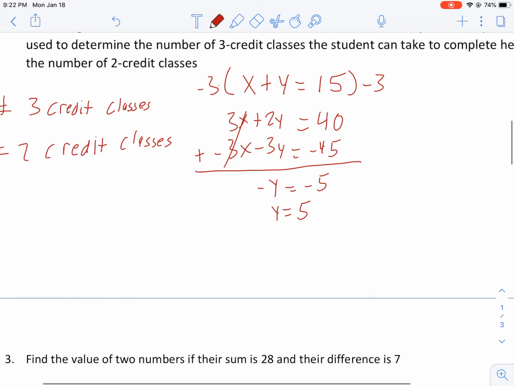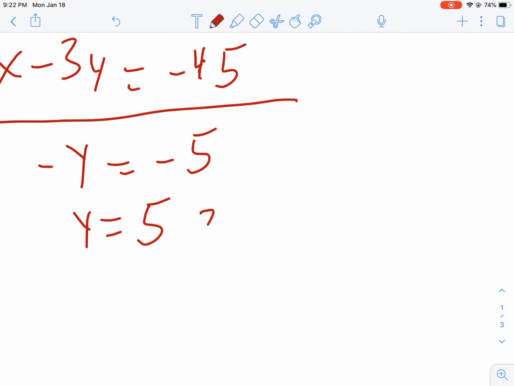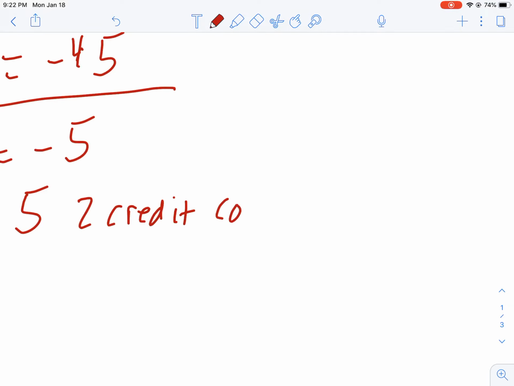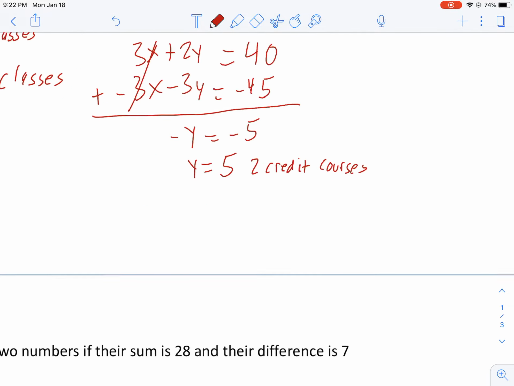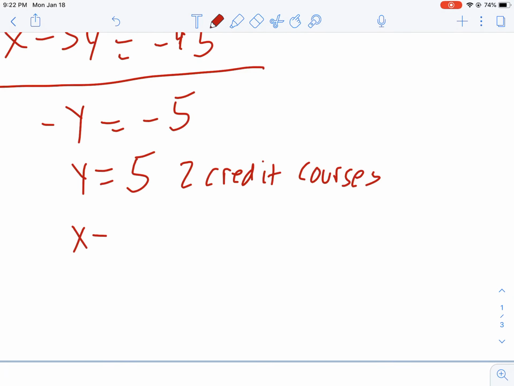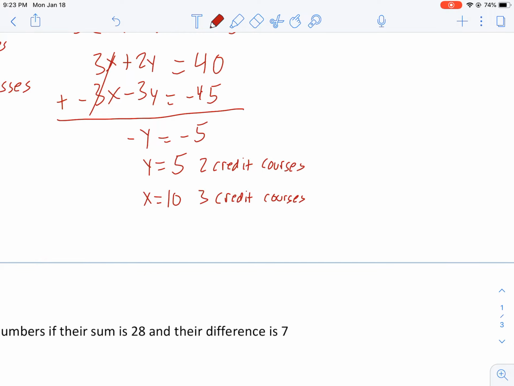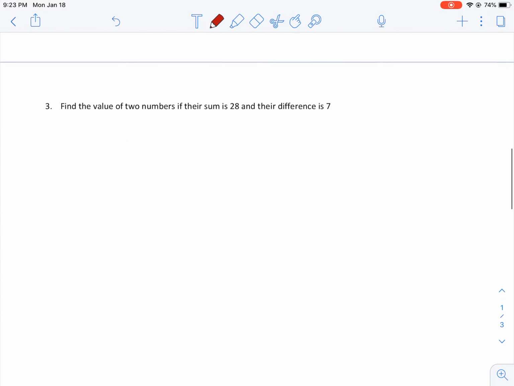And if we know y equals 5, so we have 5 2 credit courses. At that point, we know there's only 15 classes in total. So if one of them's 5, then x has got to be 10 3 credit courses. Okay. So that's kind of how you would do that problem. And we're going to do one more.